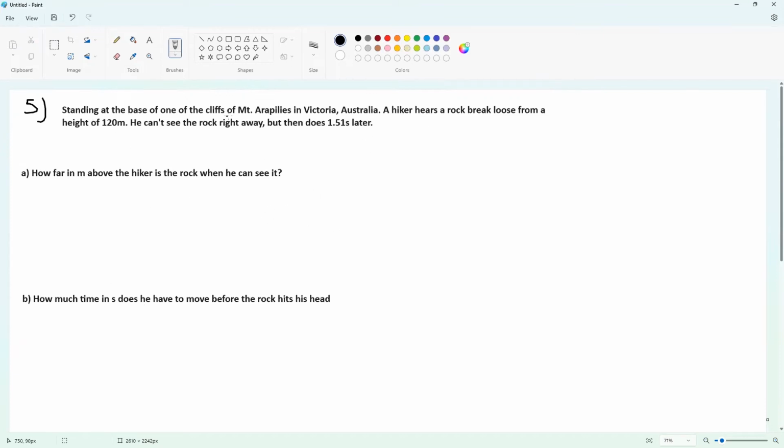Okay, so the hiker hears the rock break loose, 120 meters. He can't see the rock right away, but he does 1.51 seconds later. How far above the hiker is the rock when he can see it? So the rock is initially stationary, and let's say for the sake of this problem, it's 120 meters above this guy's head.